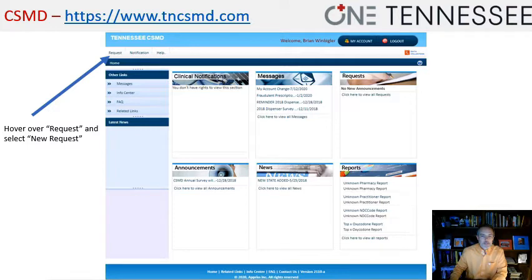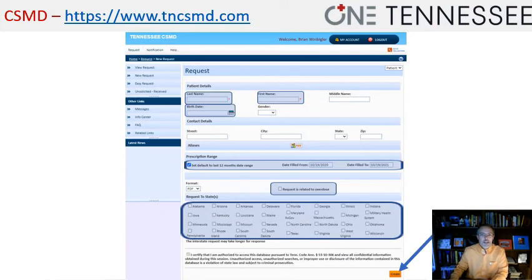The information needed to make a request or query of the CSMD is the patient's last name, their first name, and date of birth. You'll also notice it defaults to 12 months, and that's typically enough to check the CSMD. If you need more information, you can go back to, I think, 36 months, and you can change the date filled from field and the date filled to field, but by default, it defaults to 12 months.